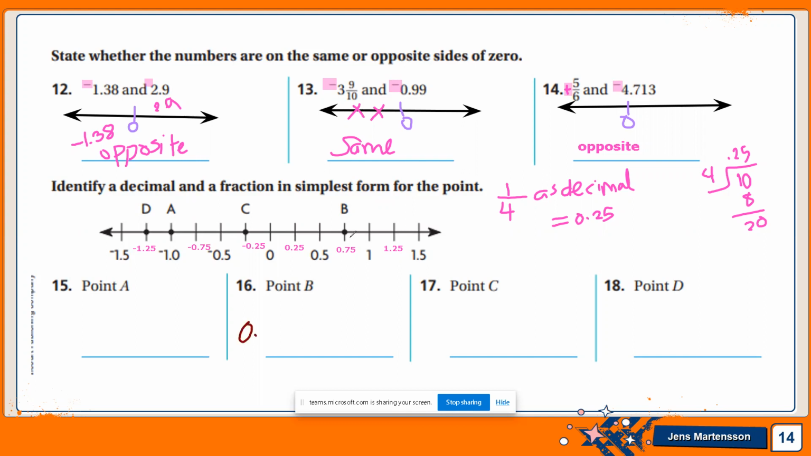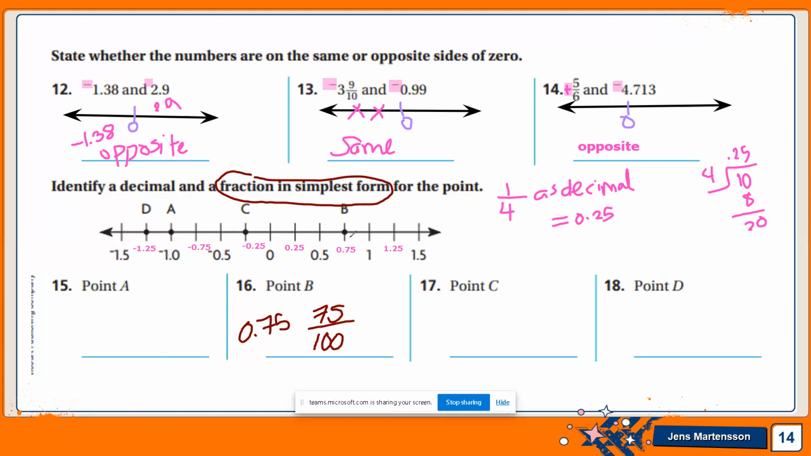0.75. Now I want you to write it as a fraction in the simplest form. How do you write it as a fraction in the simplest form? What do you have to do? As we said last semester, you write it as 75 over what? Over 100.